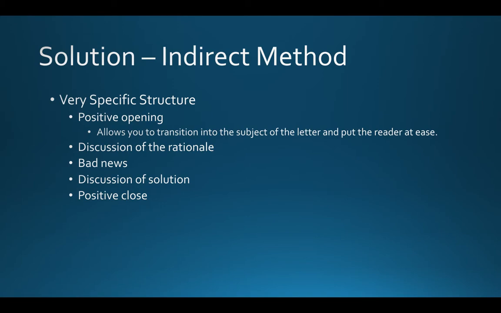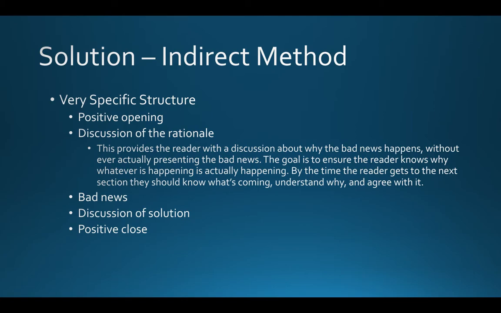The positive opening allows you to transition into the subject of the letter and put the reader at ease. The discussion of the rationale provides the reader with a discussion about why the bad news happens, without ever actually presenting the bad news. This is important. We're not going to deliver the bad news, we're just going to provide rationale that will lead to the bad news. The goal is to ensure the reader knows why whatever is happening is actually happening. By the time the reader gets to the next section, they should know what's coming, they should know the bad news that they're about to receive, they should understand why it's happening, and they should agree with it.